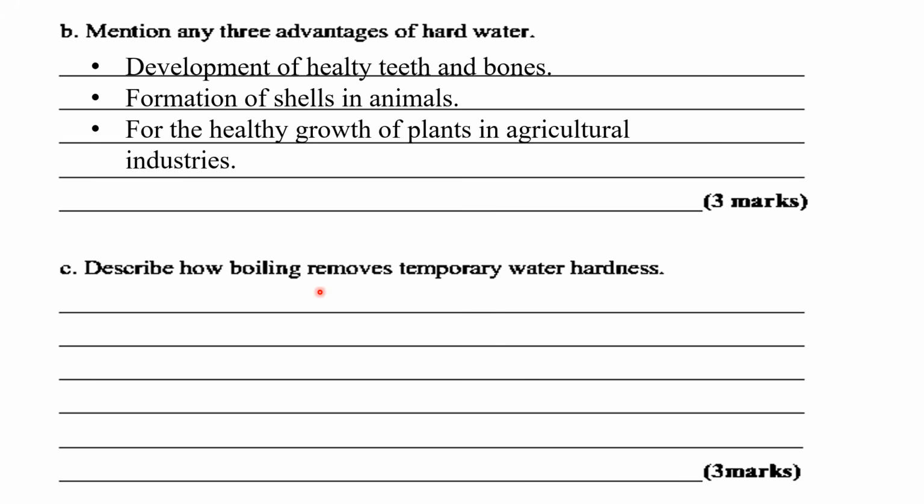Describe how boiling removes temporary water hardness. First of all, you must understand that temporary water hardness is one in which water contains carbonates. It would be magnesium carbonate, calcium carbonate, or calcium hydrogen carbonate. The key word there is carbonate. Right, so how does boiling the water remove such water hardness, temporary water hardness?